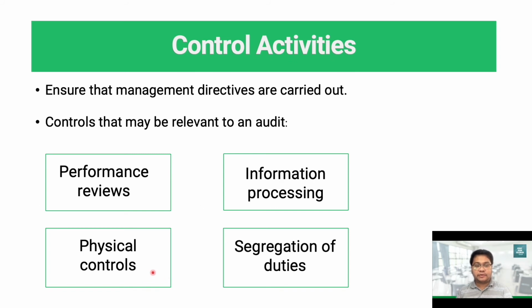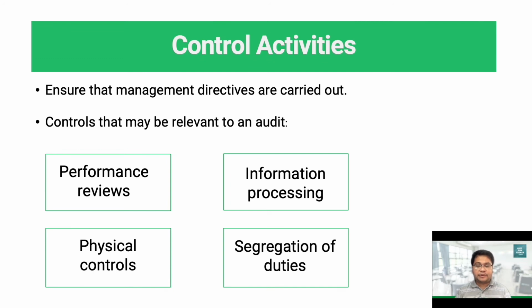For example, the periodic inventory count. The periodic inventory count would mean comparing the physical quantity of the inventory to what is indicated in the records. And then finally, we have segregation of duties, so very important.